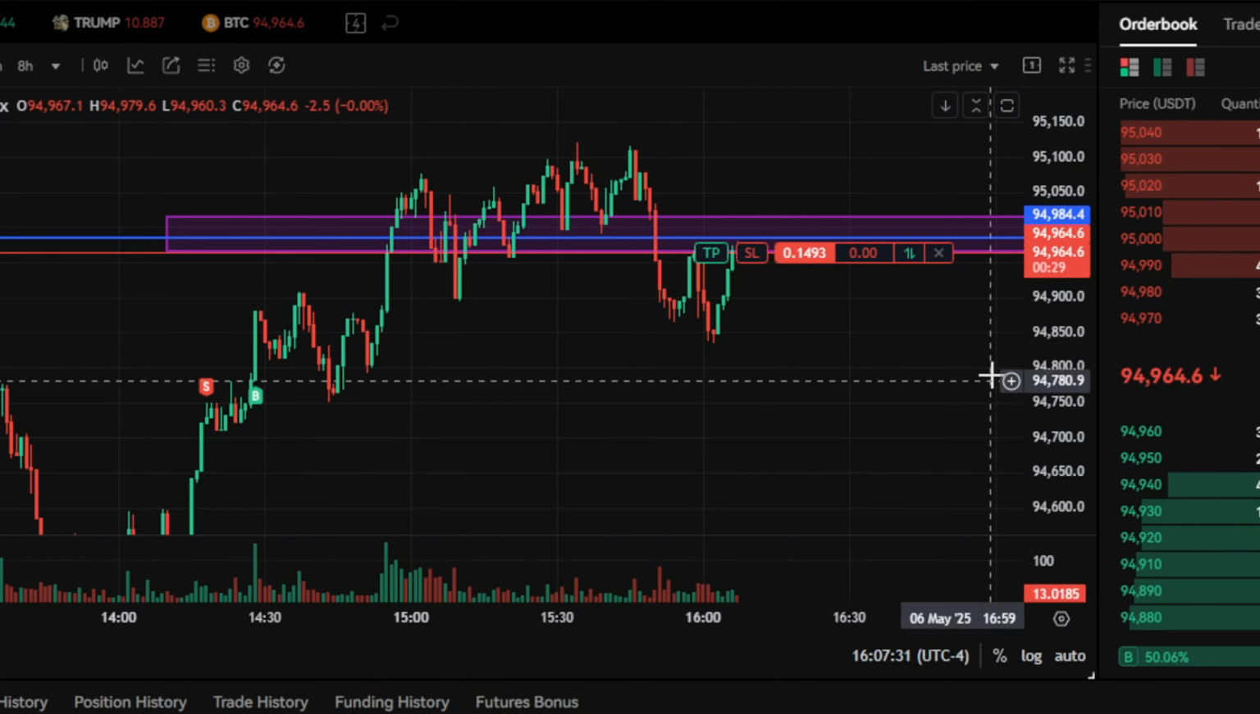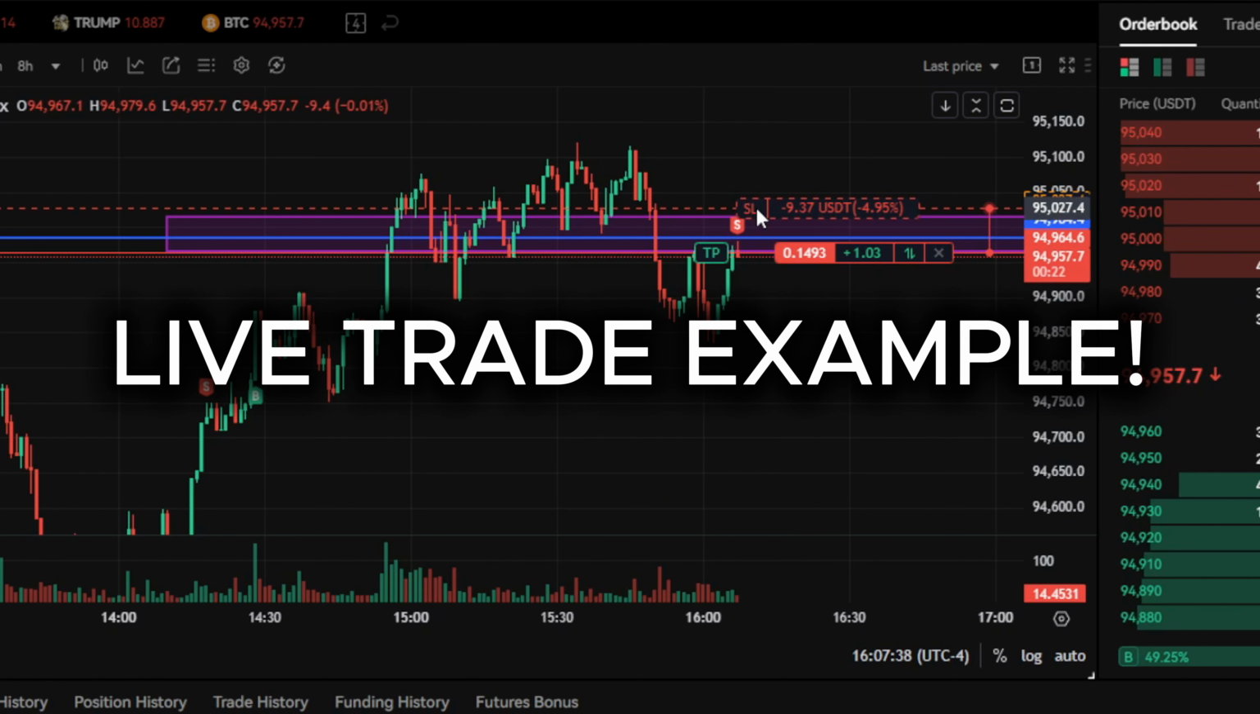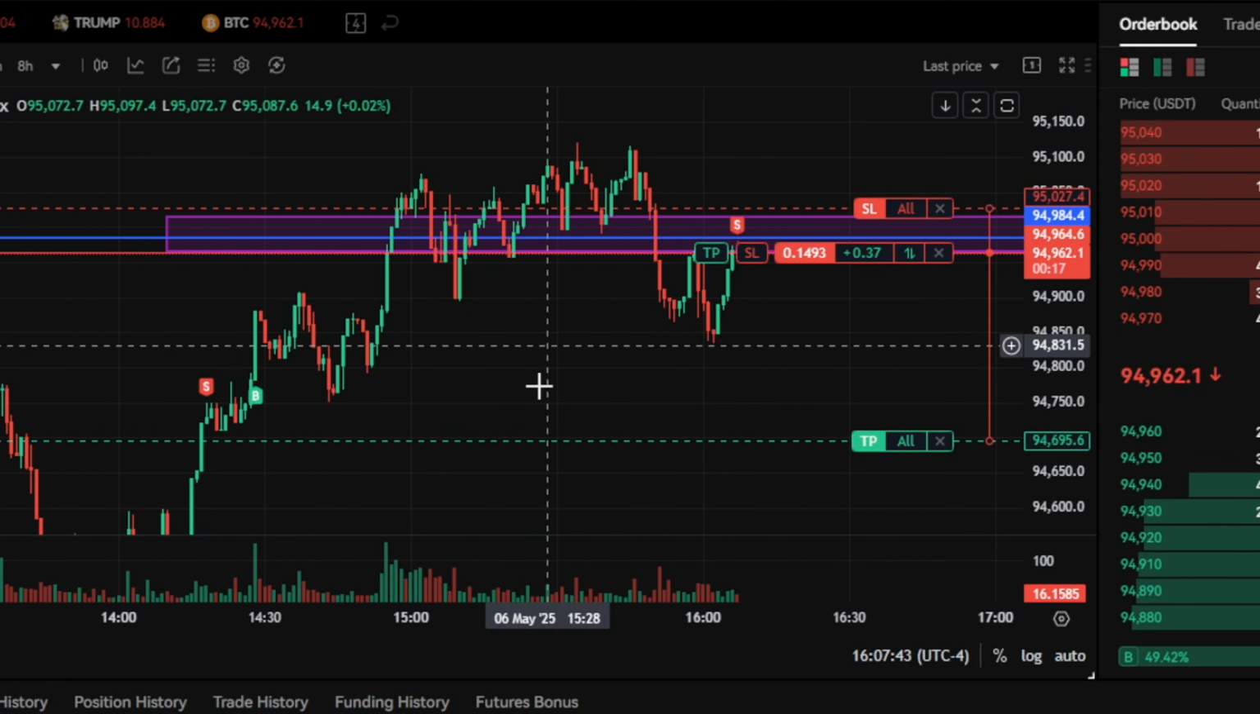Stop is above the fair value gap. No, I'm gonna risk a lot less. I think I'm gonna risk the 50% level.